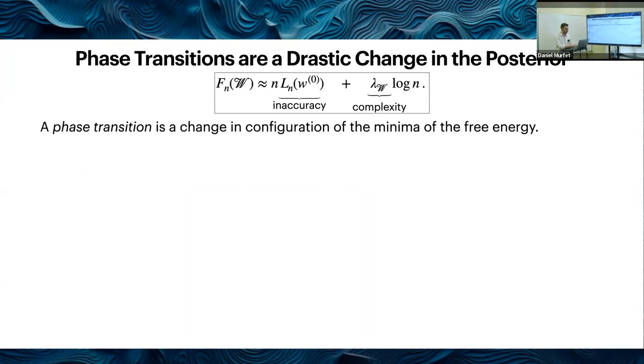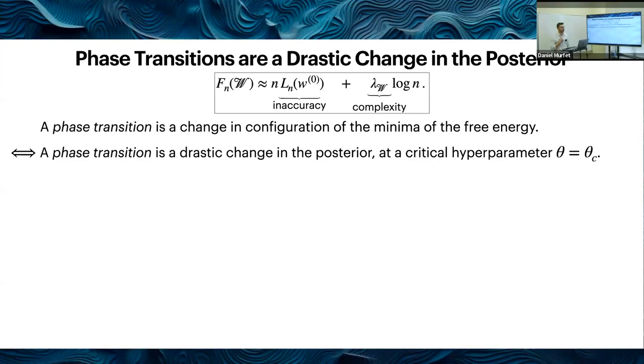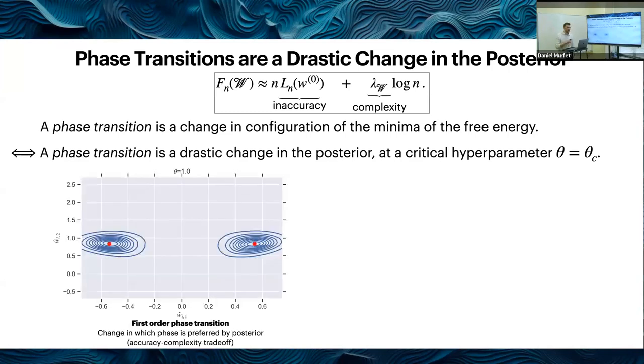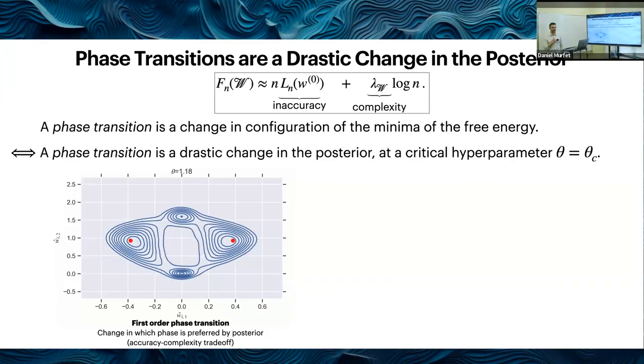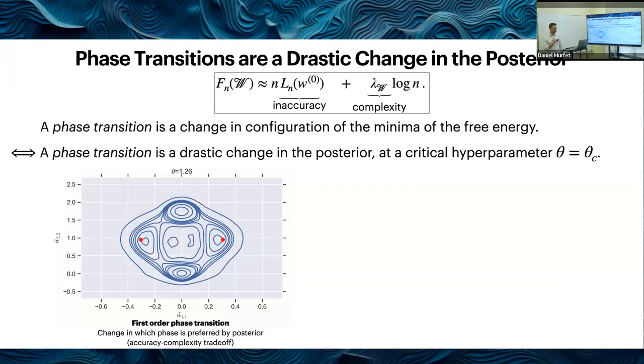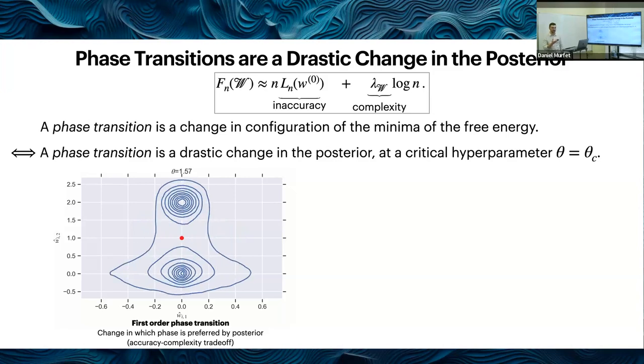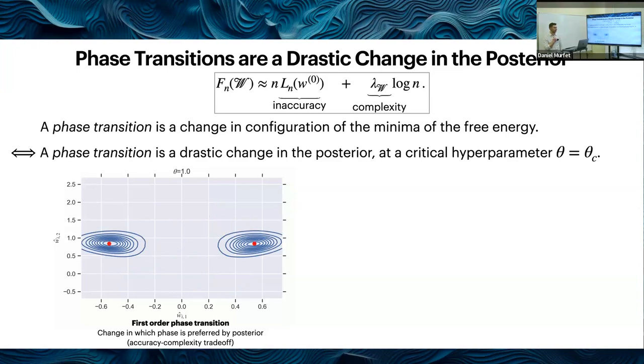So from our point of view then, since the free energy measures posterior concentration, a phase transition in the statistical learning context can be thought of as a drastic change in the posterior at some critical hyperparameter. And so to return to our little image from the start, this we're going to explain is an example of a first order phase transition. And you can just intuitively see there that there is some drastic change that is happening to that posterior.